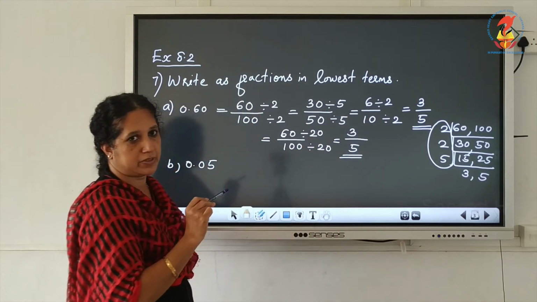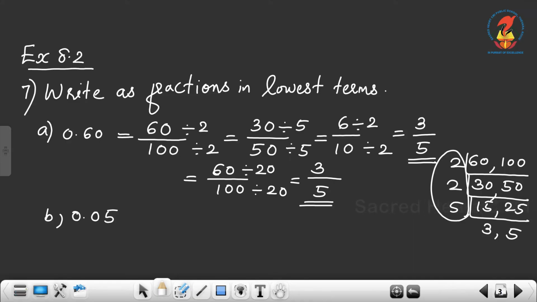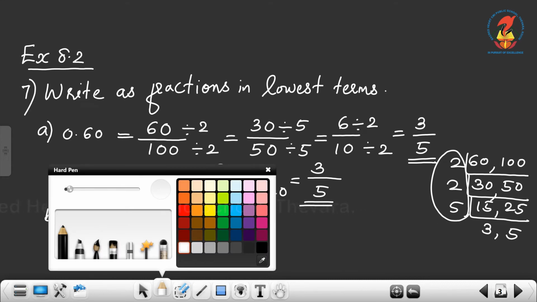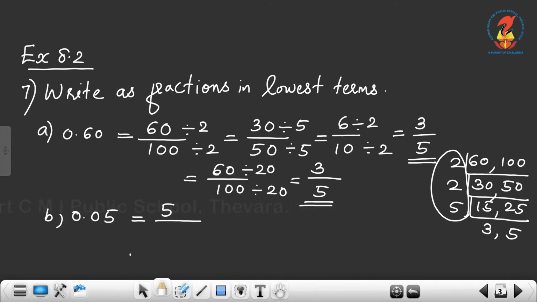Next, 0.05. So without the decimal point, you write down 005. So 005 means what we have to write? We have to write it as 5. So 5 by, count the number of decimal places, 2 decimal places. 0.05 has 2 decimal places. So the denominator is 100. 5 by 100. Now reduce to the lowest form.